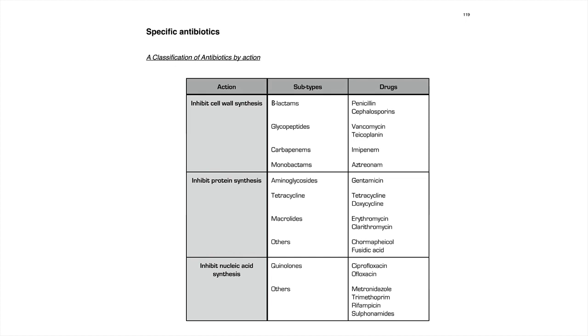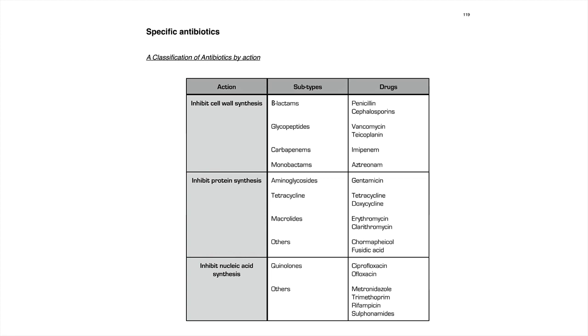So when we're talking about inhibiting cell wall synthesis, we've got the drugs such as the beta-lactams. These are things like penicillin and its derivatives such as the cephalosporins. We've got glycopeptides, which are more hardcore versions of penicillin such as vancomycin, teicoplanin. We've got the carbapenems, such as imipenem. And we've got monobactams such as aztreonam.